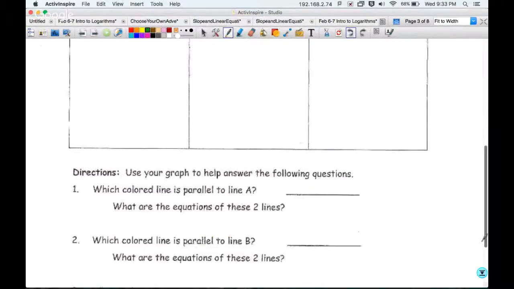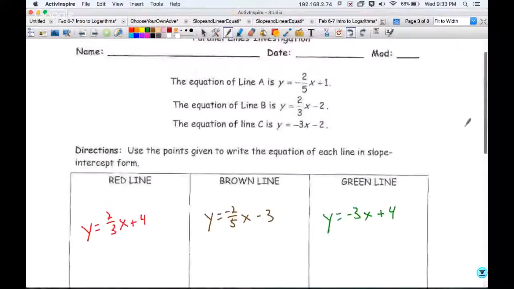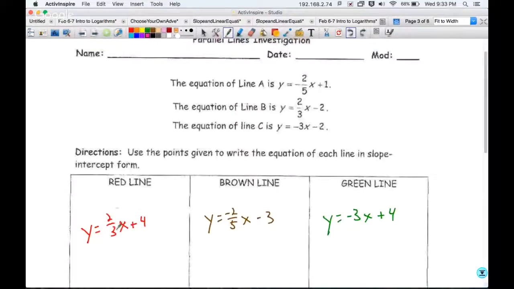All right, now down here, you can fill these in, but I'm just going to kind of talk it through by looking up here. We knew that the red line was parallel to line B. I want you to notice something about this. Look at the slope of the red line. Look at the slope of line B. Do you notice something? Hopefully you notice that they match.